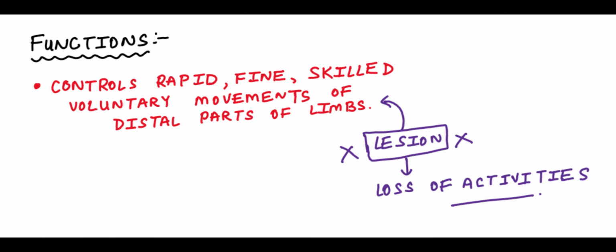The function of the corticospinal tract is that it controls rapid, fine, skilled, voluntary movements of the distal parts of limbs. Any lesion on this tract results in loss of these activities.